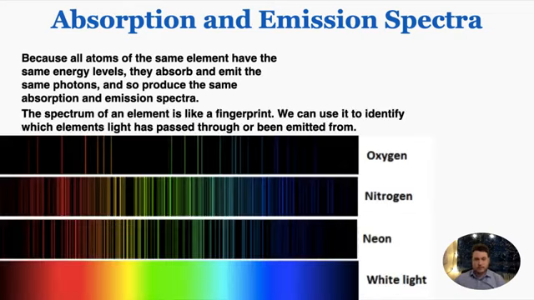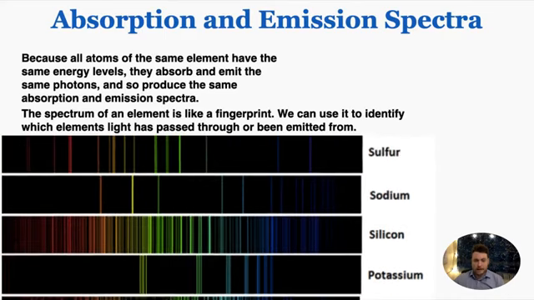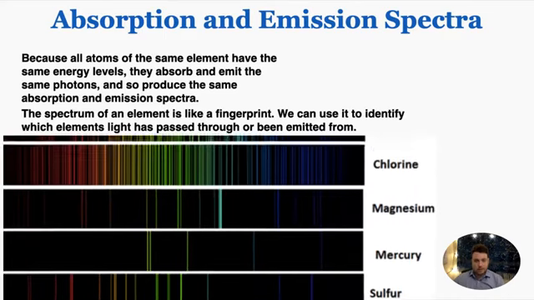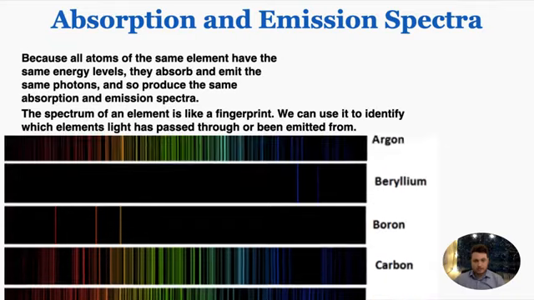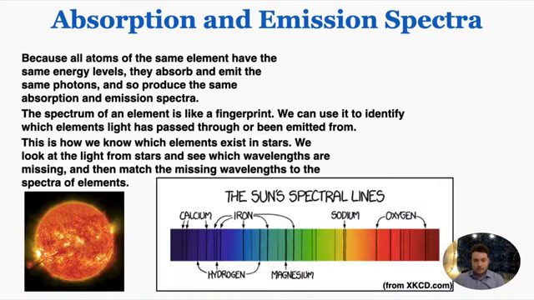The spectrum of an element is like a fingerprint that we can use to identify which elements light has passed through or been emitted from. As an example, these are the emission spectra of different common elements. I'm just going to roll through, and you can see how each one is kind of like a fingerprint for that element. We can always identify which element we're seeing in an emission spectrum because we already know what that element's spectrum looks like. So if we're given an emission spectrum, we can just match it up with the correct element. This is actually how we know which elements exist in stars.